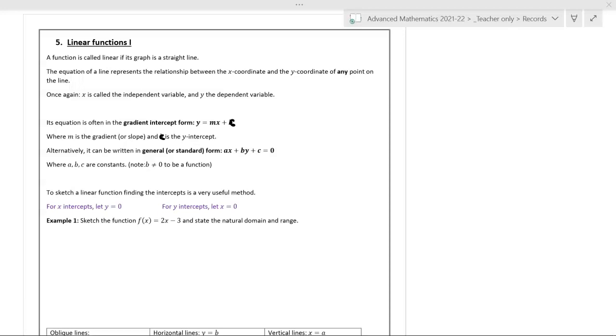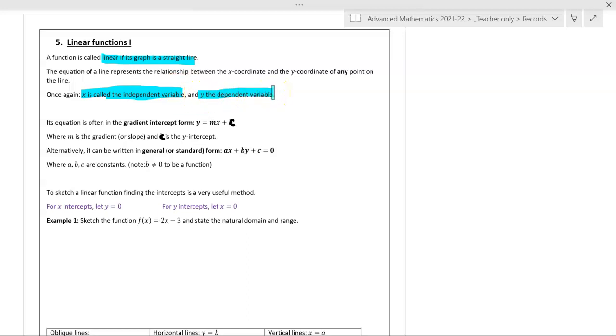In this lesson, we're going to review linear functions. So recall that a function is linear if its graph is a straight line, and it will represent a relationship between x and y at any point on the line. X will be our independent variable, so that's the one that goes along the bottom, and y the dependent variable.